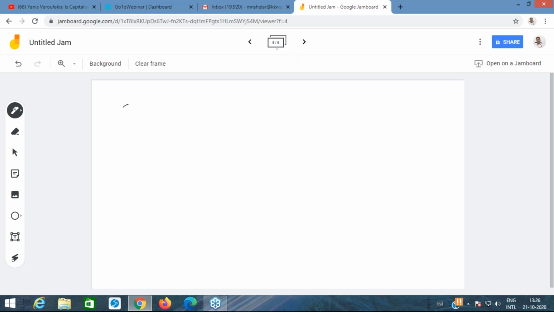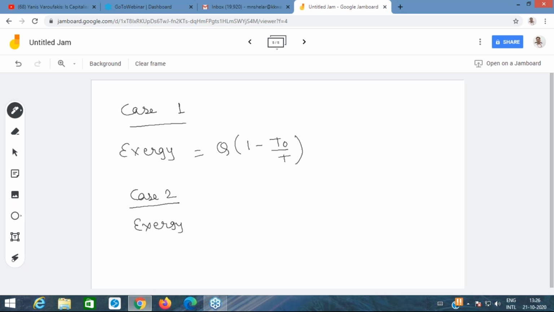So case 1, the exergy would be Q into 1 minus T naught by T. And case 2, the exergy would be, I am talking about the exergy of the water, would be Q into 1 minus T naught by T dash. Okay, so this is 500 kilojoules.